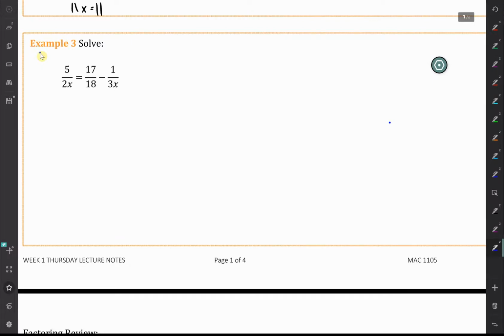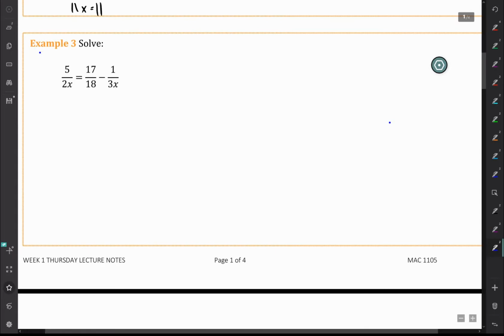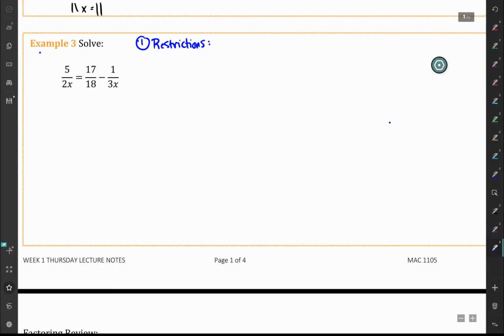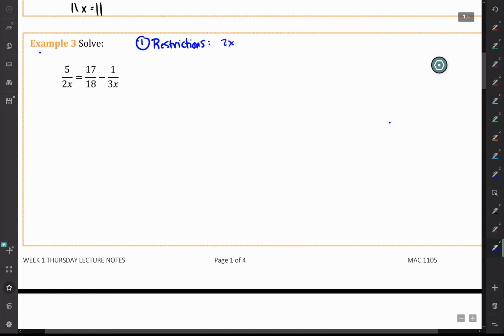Okay, now we're going to go through that whole process again for this next example, example 3. Remember that step 1 is we need to figure out if there are any restrictions on x. And in this case, we do have x showing up in the denominators, and so the restrictions are that 2x cannot equal 0 and 3x cannot equal 0.